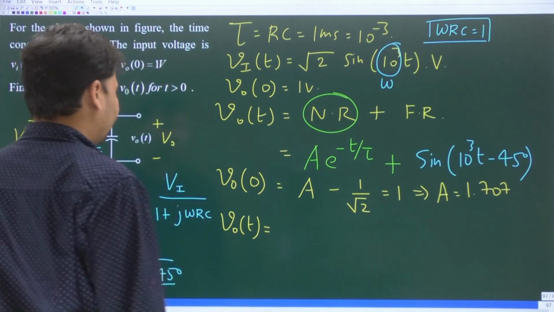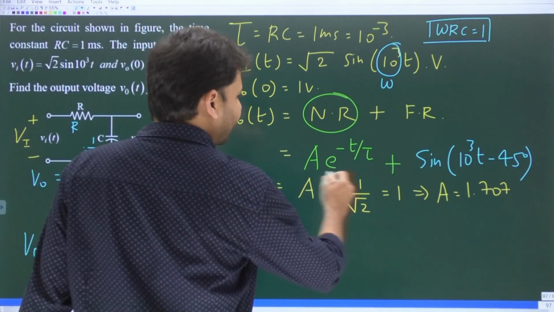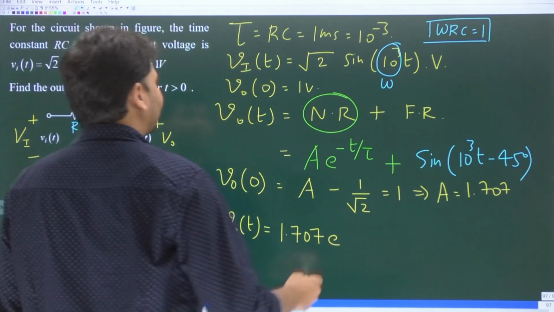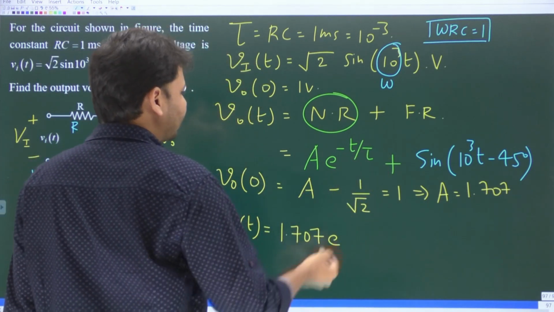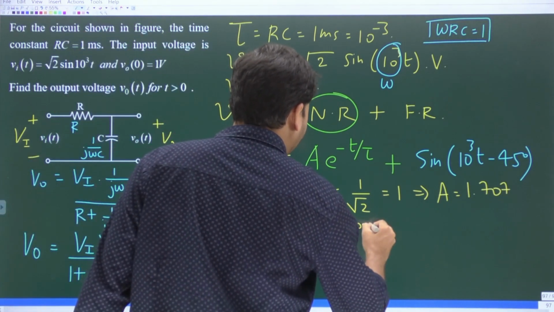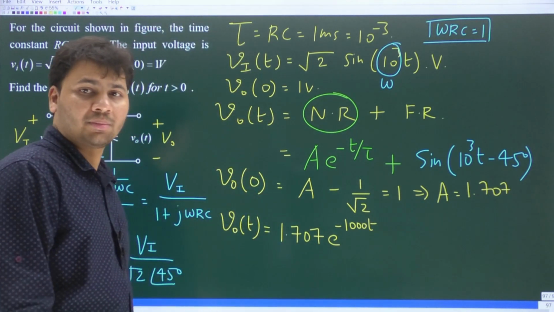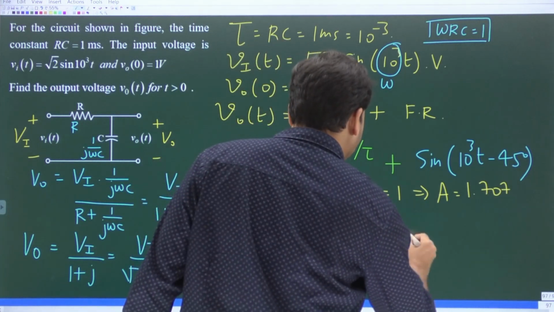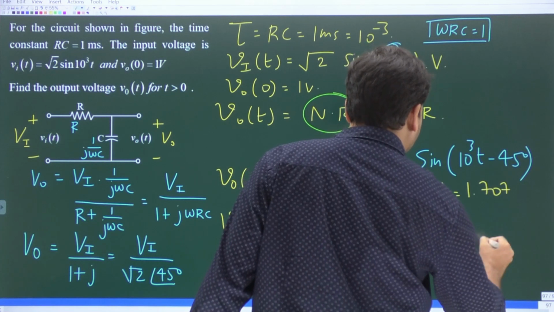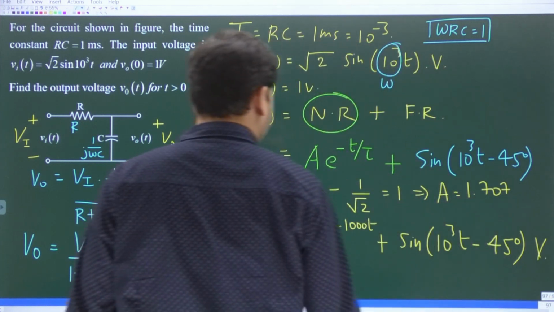Now we can write the complete expression for V0 of t. In place of A, you write 1.707 e power minus t by tau. Remember, tau is 10 power minus 3. 1 by 10 power minus 3 is 10 power plus 3. So it is going to be 1.707 times e power minus 1000t plus the steady state response, which is sine of 10 power 3t minus 45 degrees. Units are volts.